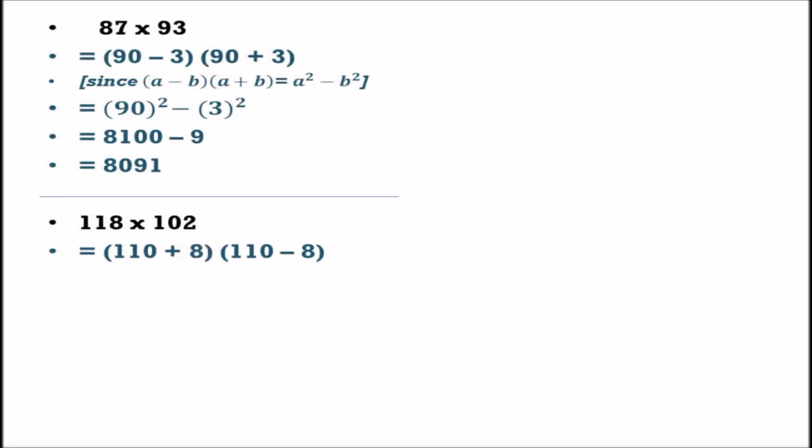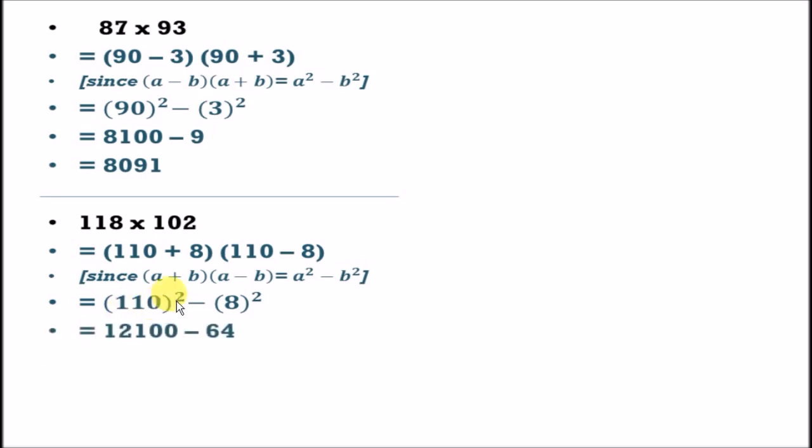Since a plus b into a minus b equals a square minus b square, a square is 110 square, minus b square is 8 square. 11 11s are 121, and since we have 1 0, on squaring we'll get 2 zeros. 12100 minus 8 8s are 64. So the subtraction will give us 12036. So this is also done.